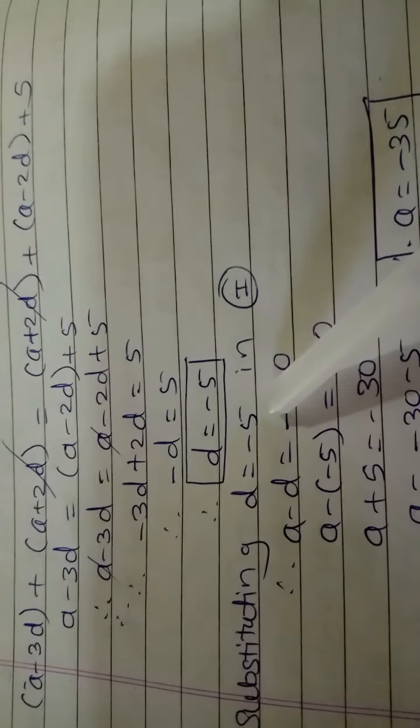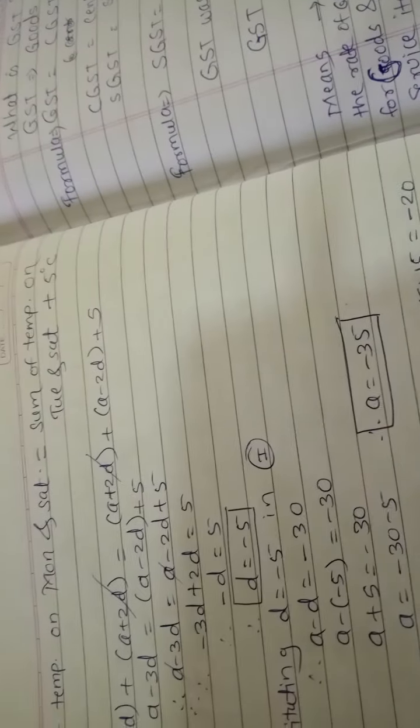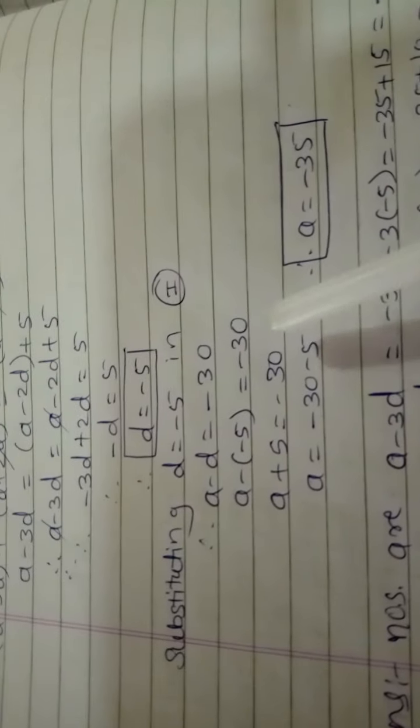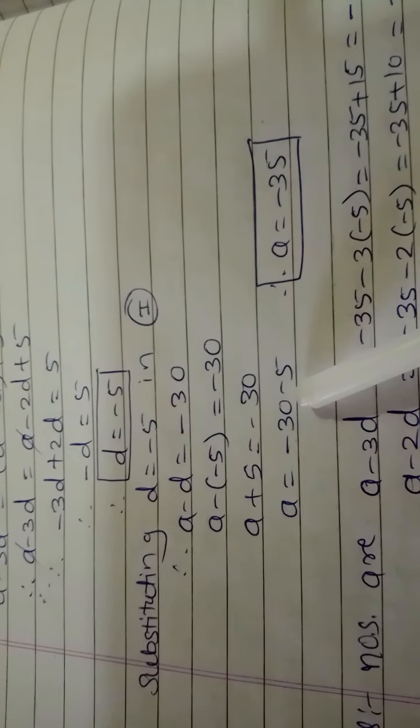Now substituting d equals minus 5 in equation 1, our equation 1 is a minus d equals minus 30, the first equation. By substituting this value, a minus of minus 5 equals minus 30, so a plus 5 equals minus 30, so a equals minus 30 minus 5, so a is minus 35.